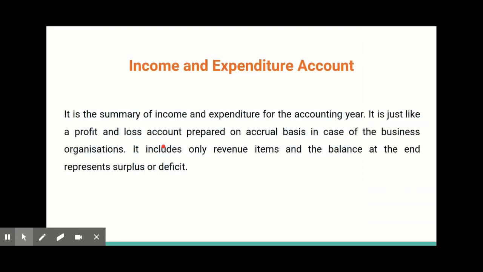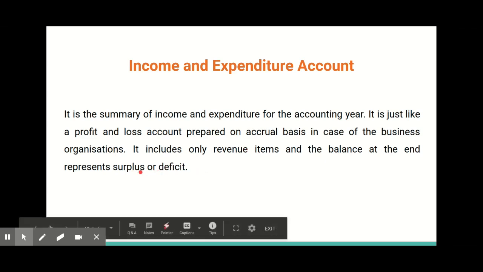Next, we are moving on to the income and expenditure account. It is just like the profit and loss account of a trading concern. So it is a nominal account. Income and expenditure account is a nominal account, so we have to follow the rule of nominal account: debit all expenses and losses, credit all incomes and gains. An income and expenditure account is formed on the basis of accrual basis of accounting. It records only the revenue items, and the balance will indicate the surplus or deficit.